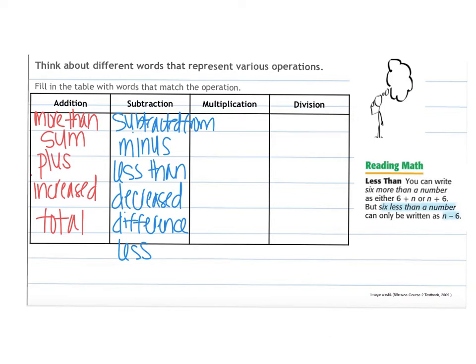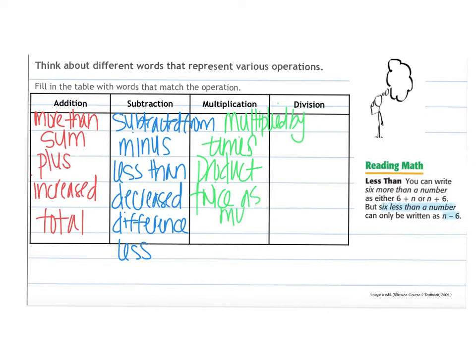And then we have multiplication. It could simply be something multiplied by something else. Times means multiplication. Product means multiplication. That's the answer to a multiplication problem. And then twice or twice as much would mean to multiply it times 2.